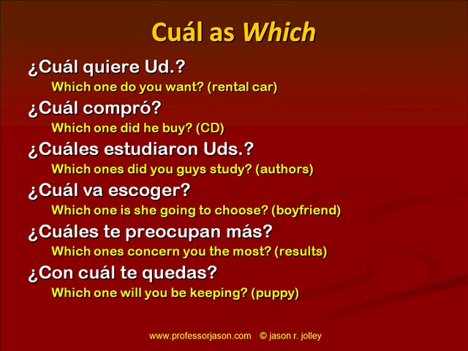All right, here we're back to cuál. And finally, cuál is the preferred form for framing choices among alternatives when the noun in question is not explicitly mentioned. Okay, so look at the examples on this slide. The noun is missing. It might be inferred. It could have been mentioned previously in the conversation, right? So if we're talking about rental cars, for example, which one do you want? ¿Cuál quiere usted? Or we're talking about him buying a CD. ¿Cuál compró? We're not mentioning the CD.